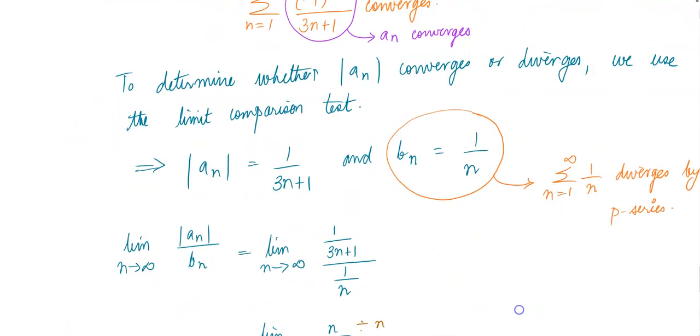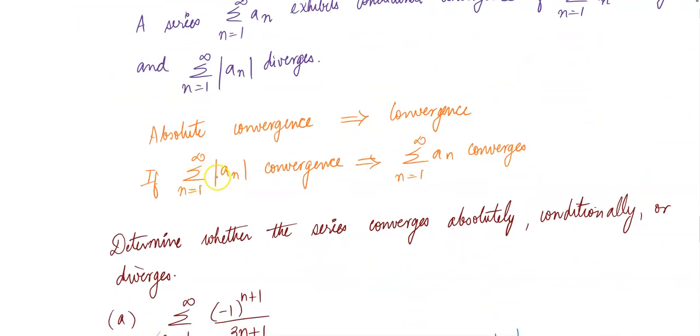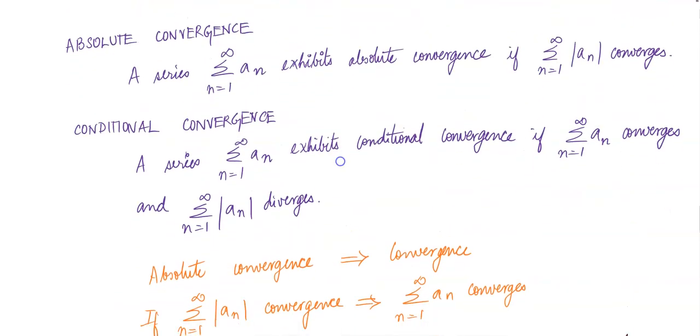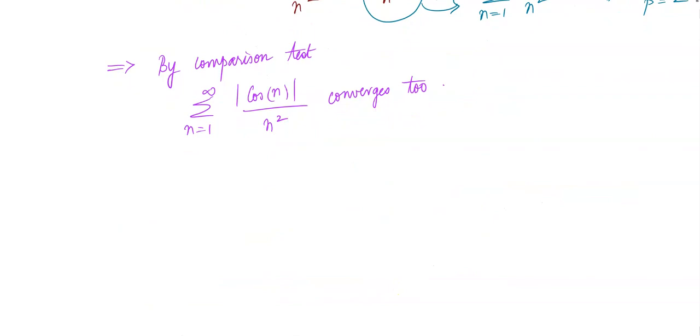So let me take you back quickly here. Remember we said if the absolute value of an converges, then it implies summation an converges. So absolute convergence implies convergence. If you come back to the definition, we said the series will exhibit absolute convergence if the absolute value converges. So we just established that the absolute value of cosine n over n squared converges. So this implies summation n=1 to infinity of cosine n over n squared converges absolutely.